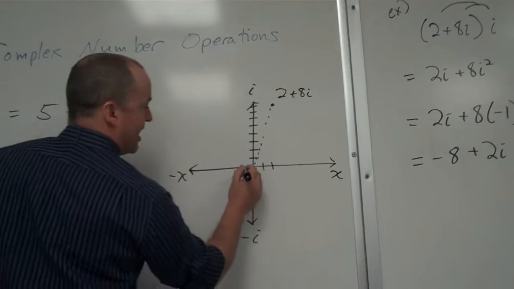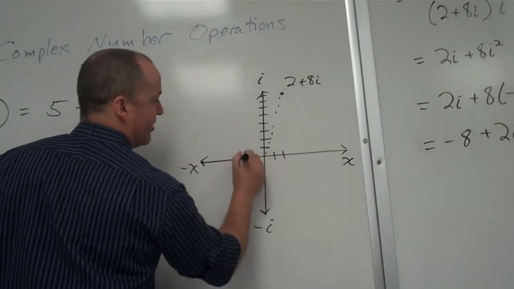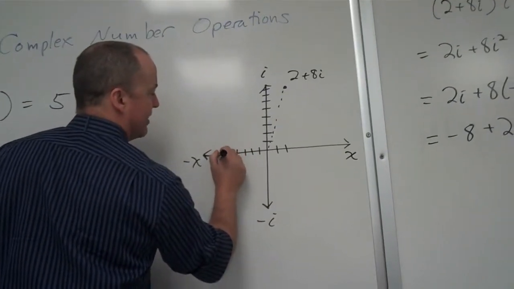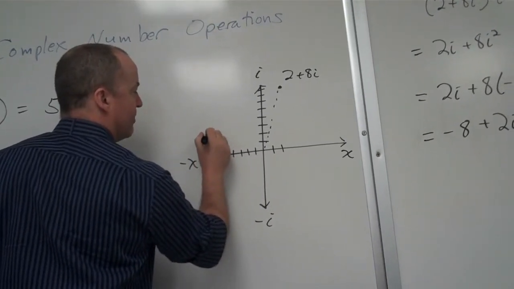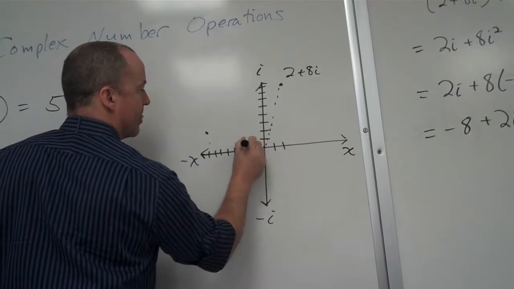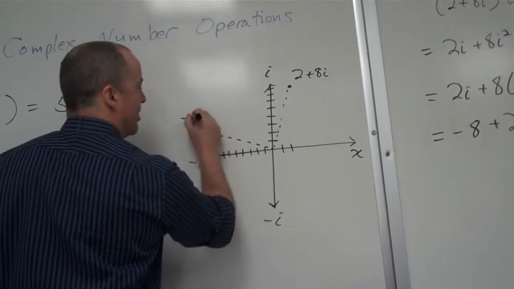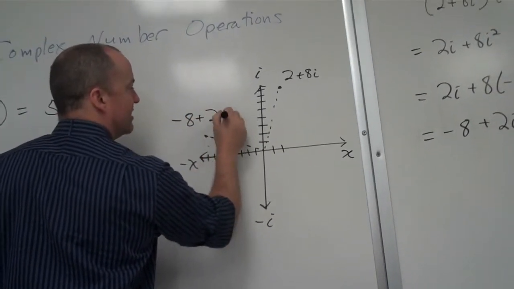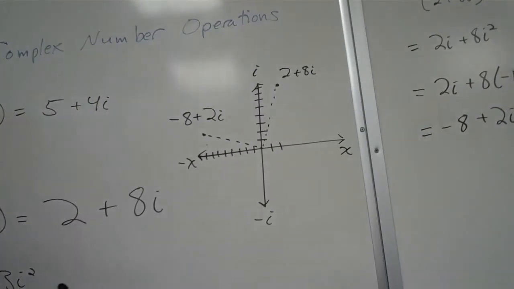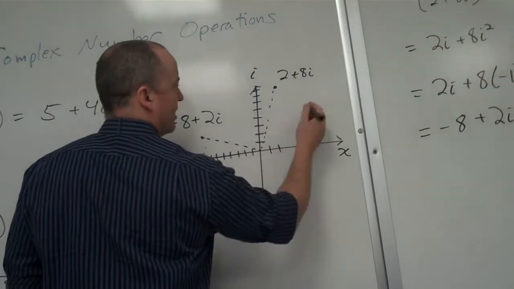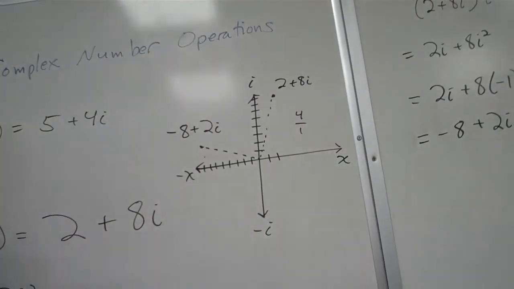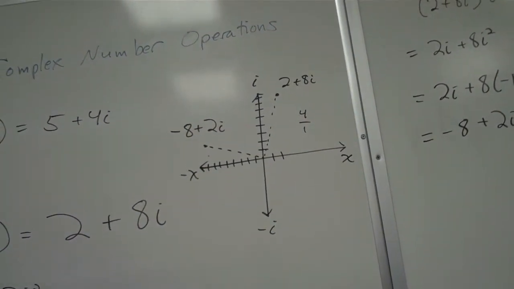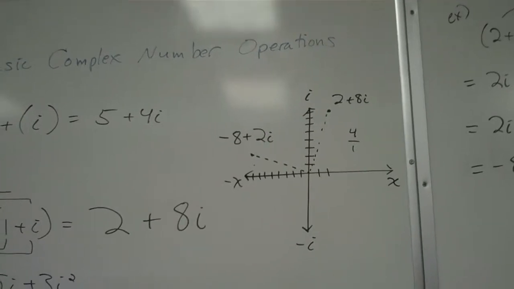Negative 8 plus 2i is the point where you'd go 8 down the negative x number line: 1, 2, 3, 4, 5, 6, 7, 8, and 2 up. What slope would you follow to get to this point? The opposite of that one. Up here you'd go 4, rise over run would be 4 over 1. Not quite opposite, not quite the right term. Reciprocal. Negative 1 over 4?